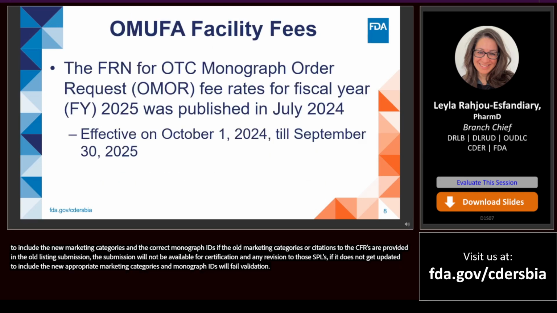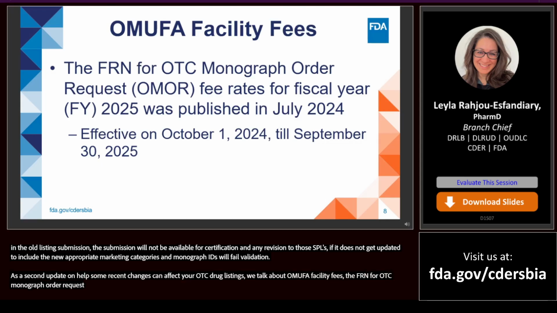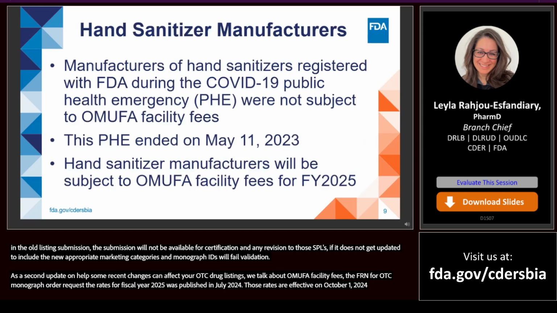So as a second update on how some recent changes can affect your OTC drug listings, we talk about the OMUFA facility fees. The FRN for OTC monograph order request, or OMOR, fee rates for fiscal year 2025 was published in July 2024, and those rates are effective on October 1st, 2024 till September 30th of 2025.